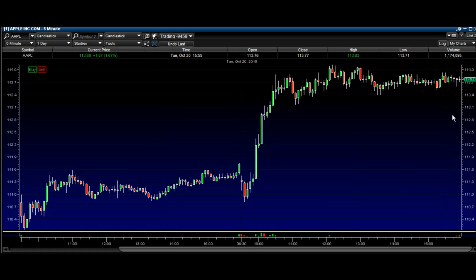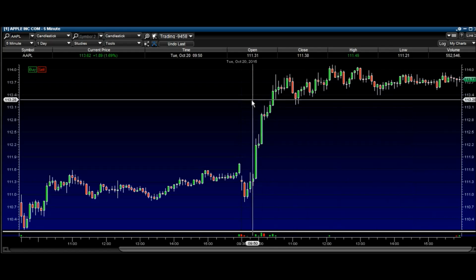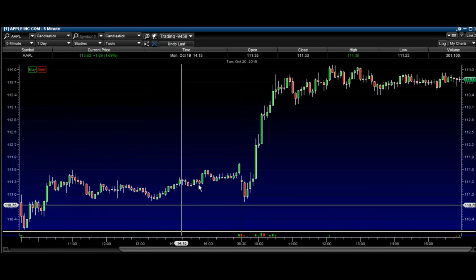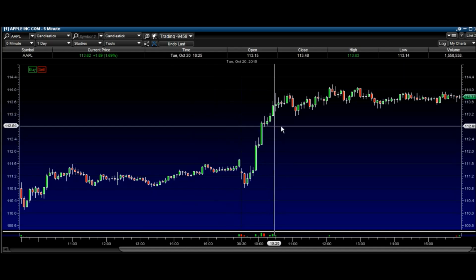And what we're looking for, first and foremost, everything to the right of this middle line here obviously was today's trading range. We're focusing on yesterday's trading range. So Monday, today's Tuesday, October 20th. We're focusing on Monday, October 19th.